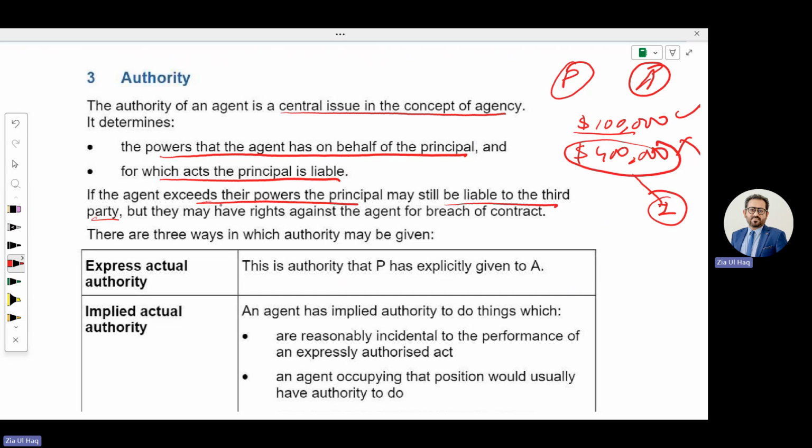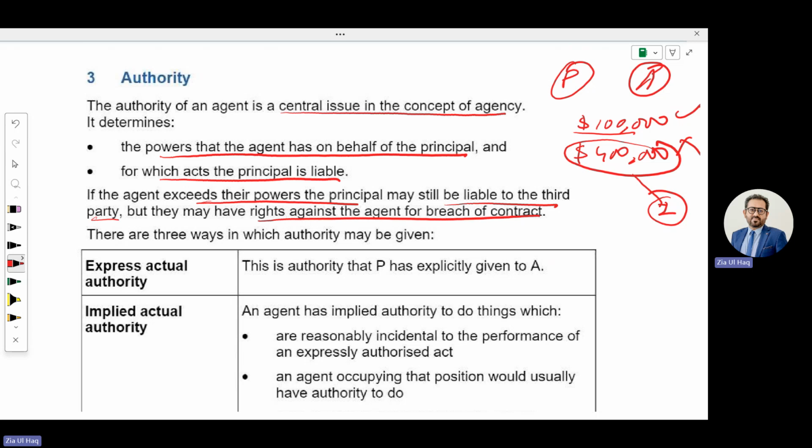So if the agent exceeds their power, the principal may still be liable to the third party because they are not aware of the power limits, but the principal may have a right against the agent for breach of contract, and can recover from the agent afterward.